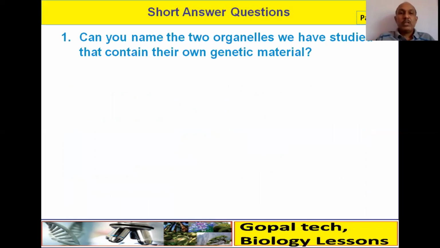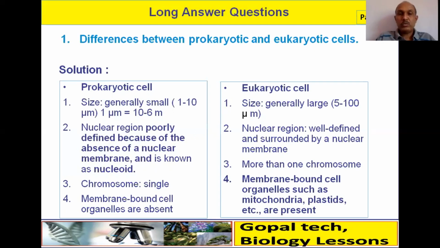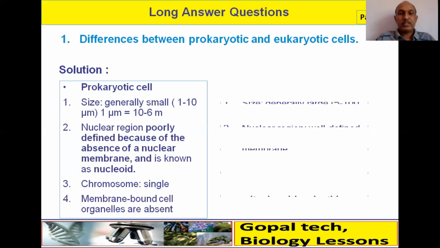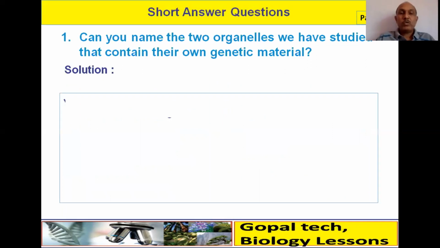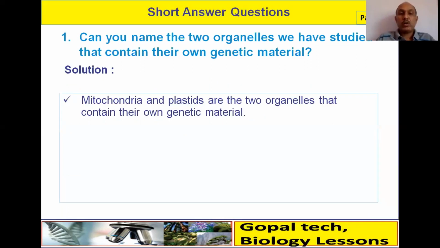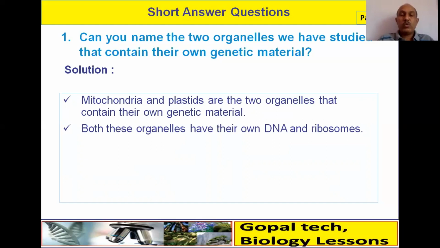Page number 65. Can you name the 2 organelles we have studied that contain their own genetic material? Okay, own genetic material. The answer is mitochondria and plastids are the 2 organelles that contain their own genetic material. This question can also come: name the 2 autonomous organelles. Auto means self-regulating organelles. Both these organelles have their own DNA and ribosomes.